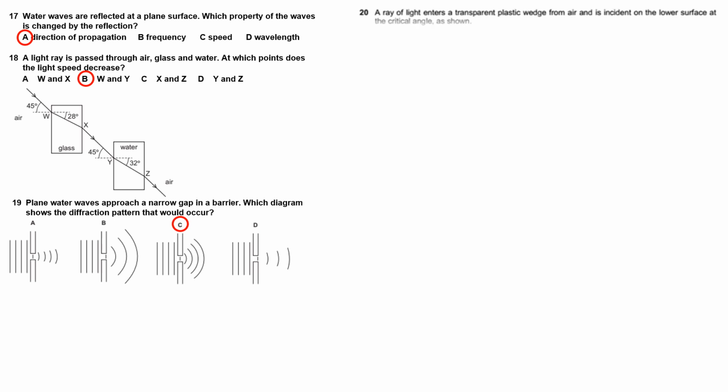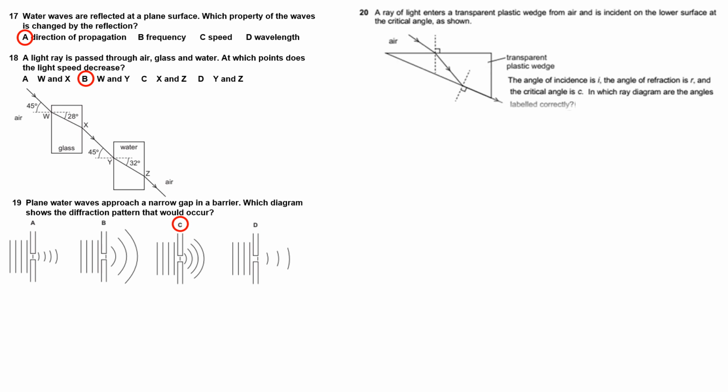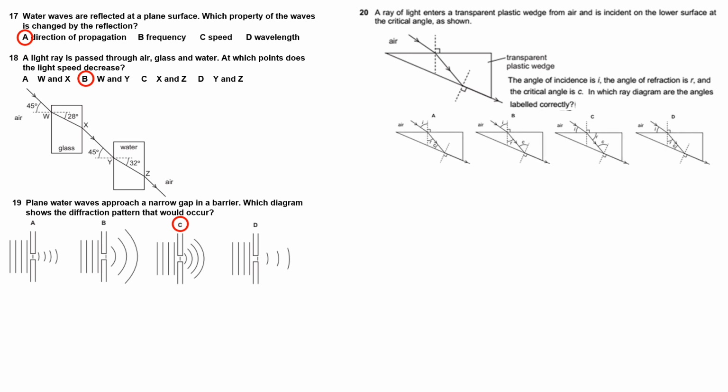Question 20. A ray of light enters a transparent plastic wedge from air and is incident on the lower surface at the critical angle as shown. The angle of incidence is I, the angle of refraction is R, and the critical angle is C. In which ray diagram are the angles labeled correctly? The angles of incidence, reflection, and refraction are measured relative to the normal line.